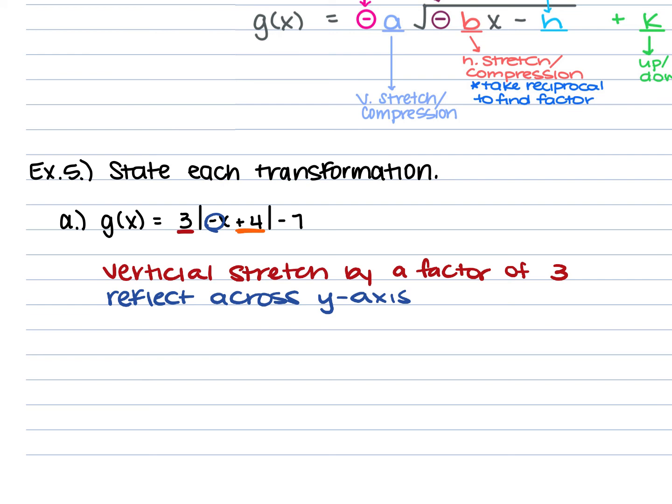Then you have that plus 4 inside the absolute value bar. So think opposite of positive 4, that's negative 4. We're going to the left 4 units. And lastly, that negative 7 just means that we're going down 7 units.